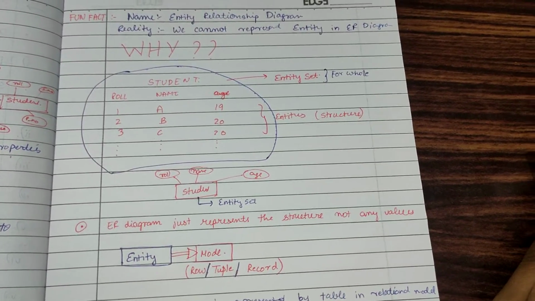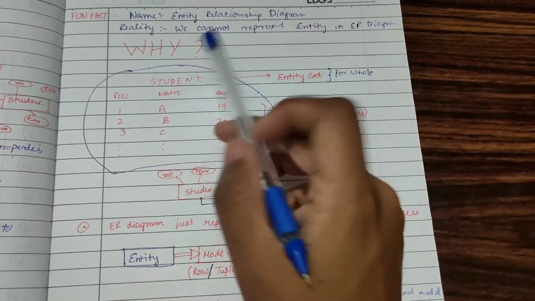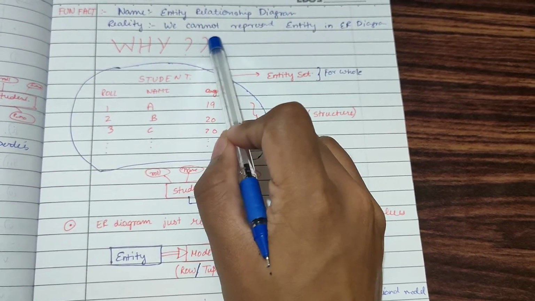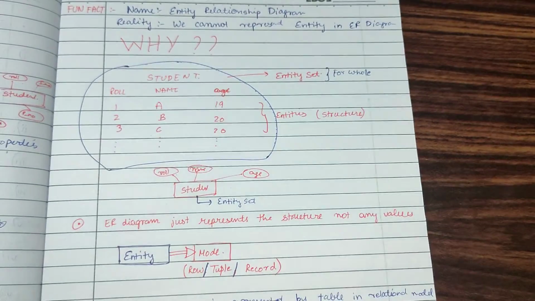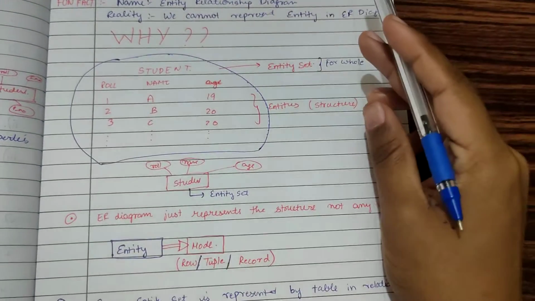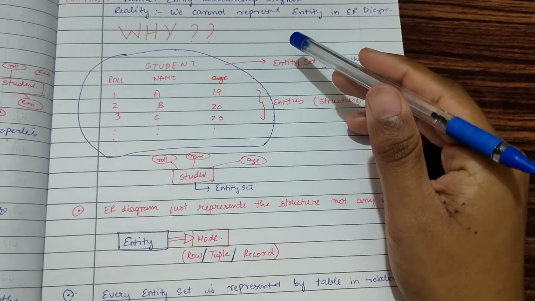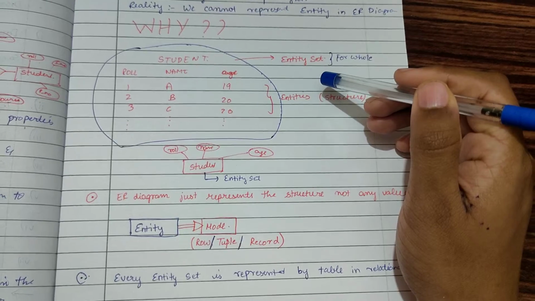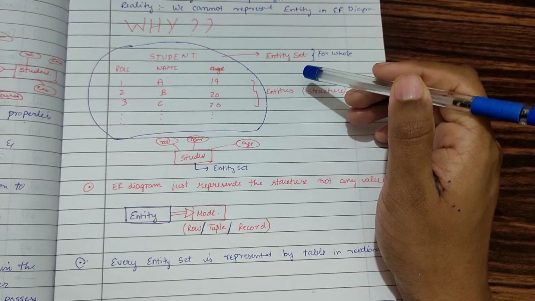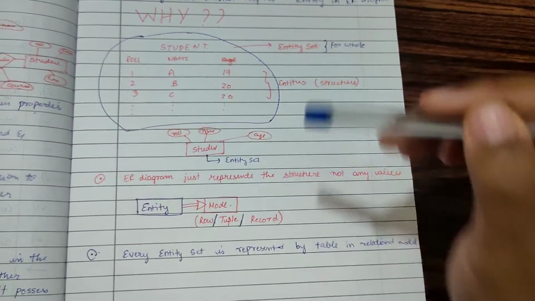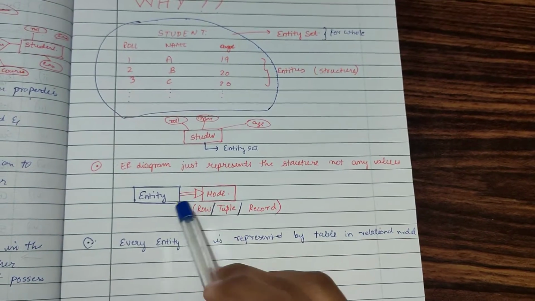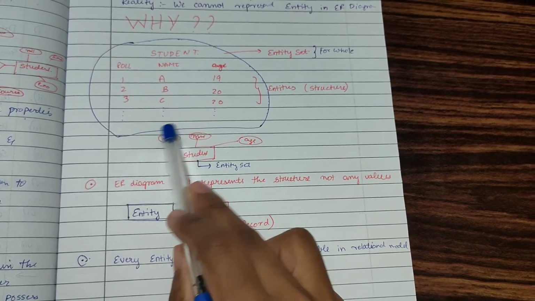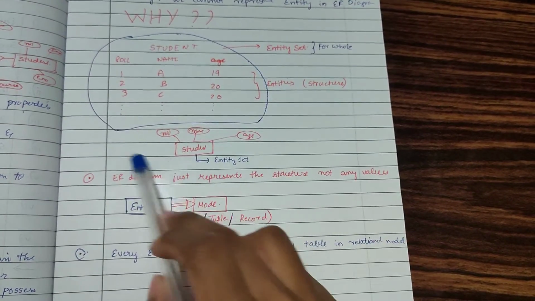Now, there's a fun fact over here. The name is entity relationship diagram, okay? But the reality is we cannot actually represent an entity in an ER diagram. Why so? We have already said the entity relationship diagram is also used for non-technical users, right? That's why no actual values are represented in an ER diagram. If you see the ER diagram here, we are just representing the names so that even non-technical users can see this and understand what the diagram is about.